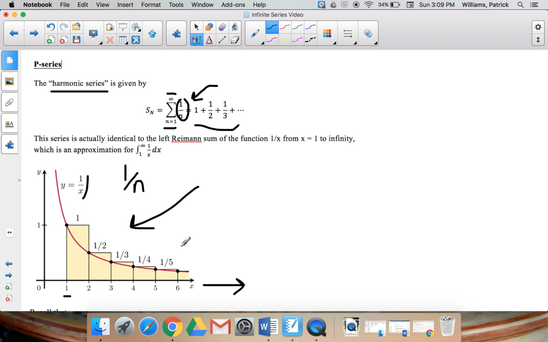Well, you notice that this series, 1 plus a half plus a third, is exactly the same as taking a left Riemann sum of the function 1 over x. Remember, we're just converting the function 1 over n to 1 over x. From x equals 1 to infinity, in this case we have a step size of 1 every single time. So the areas of these rectangles match up with what we get in our particular series.